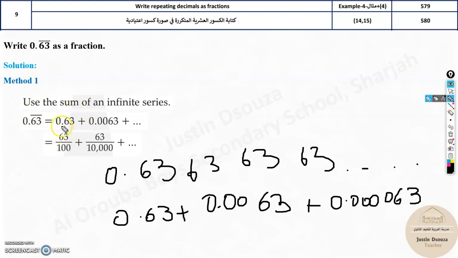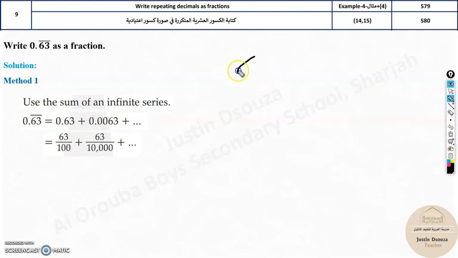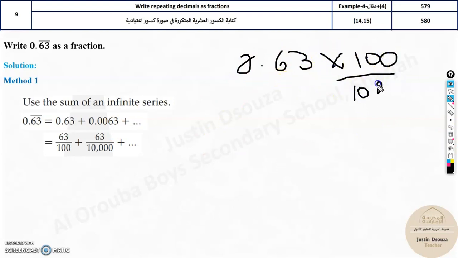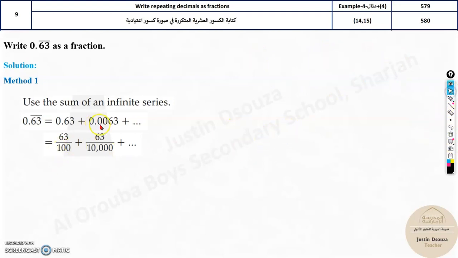What do you do? Move the decimal to the other side. 1, 2. How much is the decimal? Basically, when it's 0.63, multiply and divide by 100 because there are two digits after the decimal point. It'll be 63 by 100. That is very simple. Now over here, 1, 2, 3, 4. You can move this 4 to the right side. That means multiply by 10,000, divide by 10,000. So we have this, and it keeps on going.